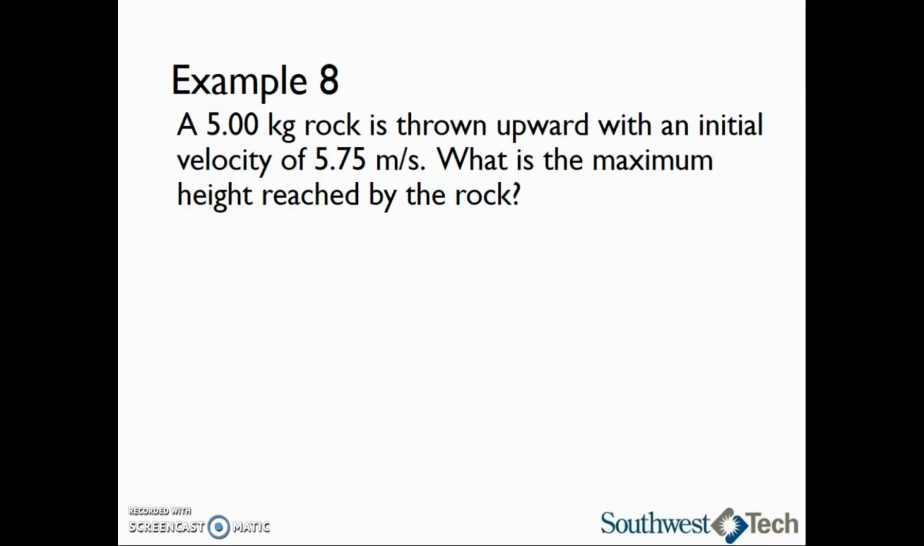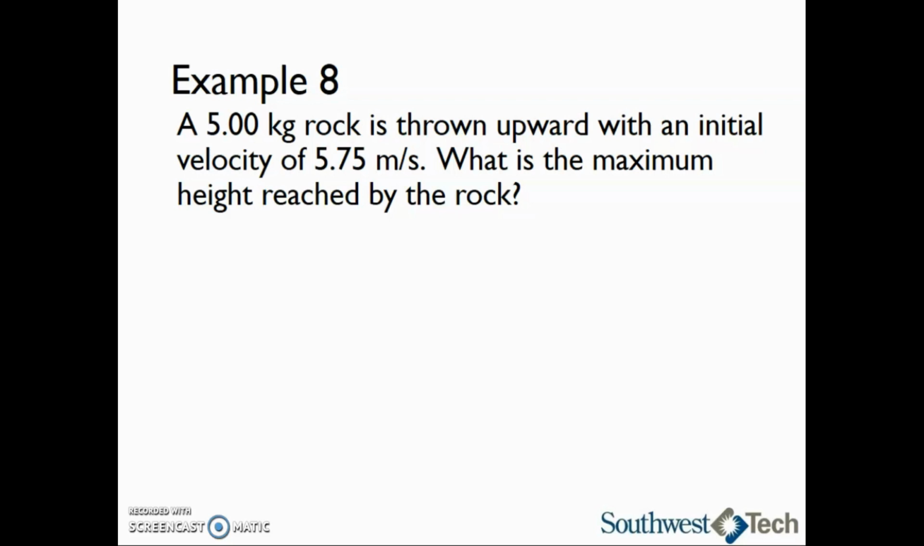Our eighth and final lecture video on work, power, and energy will cover some conservation of energy examples. A 5.00 kilogram rock is thrown upward with an initial velocity of 5.75 meters per second. What is the maximum height reached by the rock?